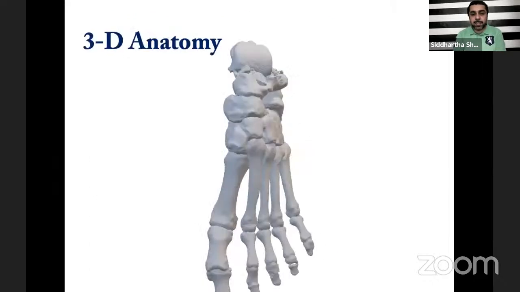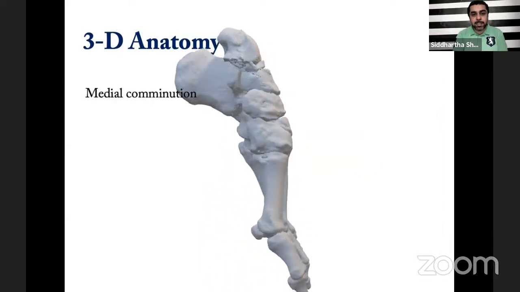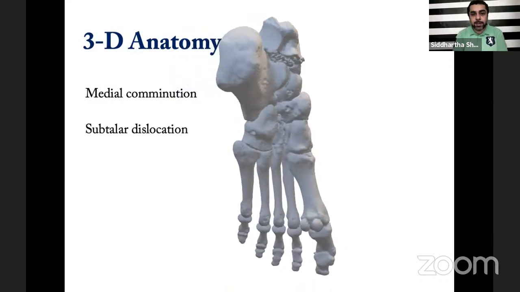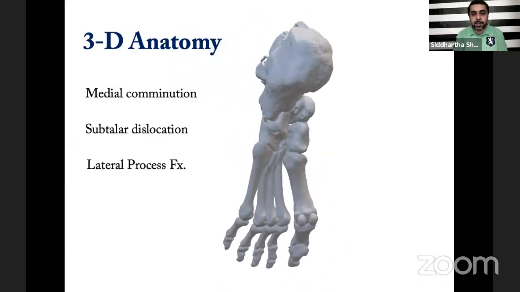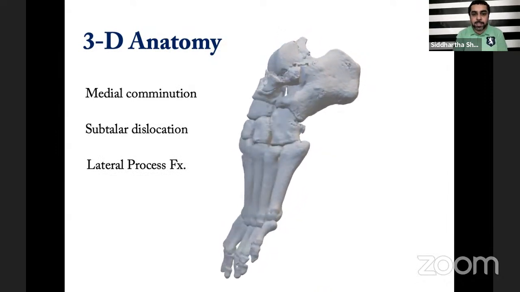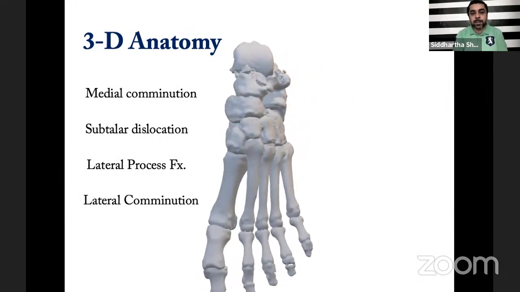And this is really the 3D pathoanatomy of this case. So as you can see, on the medial side, there is that typical comminution. You can see that the subtalar joint is out. It is dislocated. Coming on to the lateral side, you will be able to appreciate that the lateral process is fractured. And of course, there is also lateral comminution.